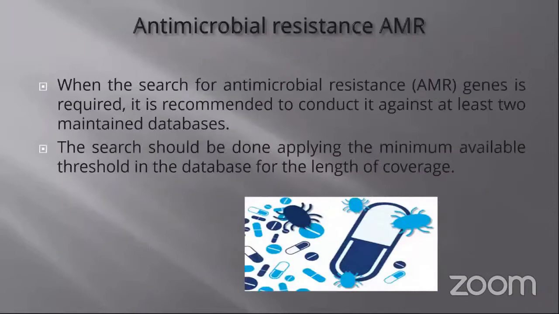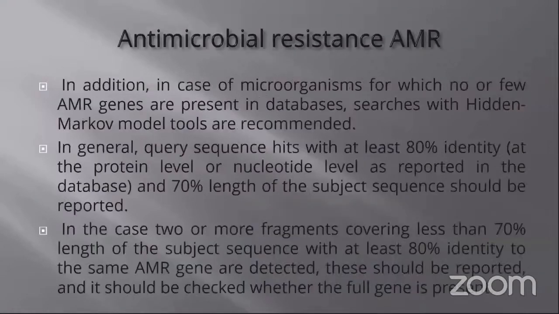Antimicrobial resistance. When the search for antimicrobial resistance genes is required, it is recommended to conduct it against at least two maintained databases. The search should be done applying the minimum available threshold in the database for the length of coverage. In addition, in case of microorganisms for which no or few AMR genes are present in databases, searches with hidden Markov model tools are recommended.